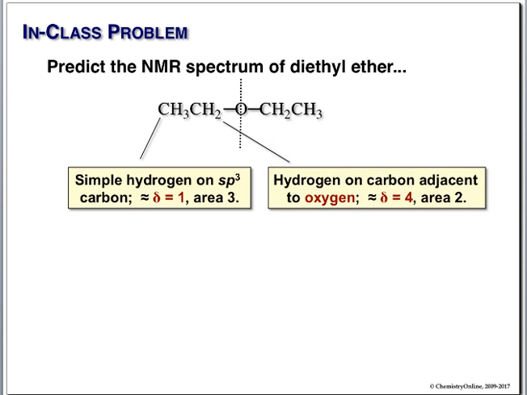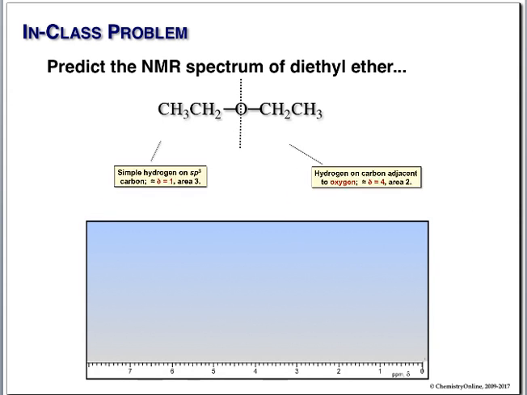Our CH2, this guy is next to the oxygen, so we expect it to be shifted up. Probably going to be closest to 4-ish. The area of this is going to be 2. So since we have 2 CH2s, that would be a 4. That would be a 6. So our lowest would be 3 to 2. That's what we expect. Everyone agree with that? Nice, simple, whatever. Well, let's do the spectrum.